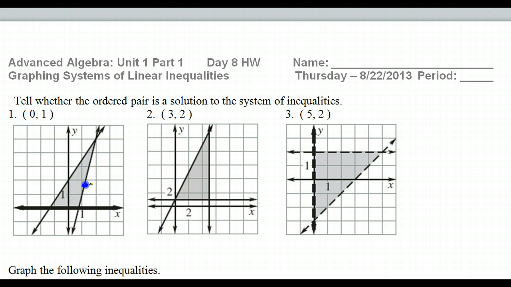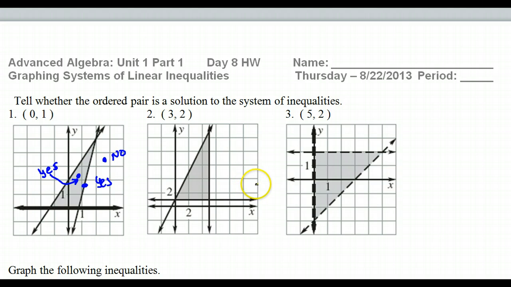Okay, so this blue point right here, we would say yes. So this would be a yes, while this would be a no. And this would be a yes. This is just like some notes for you. Alright, so yes if it's in the shaded area, yes if it's on the line, if it's a solid line. No, it's not a solution if it's completely outside.